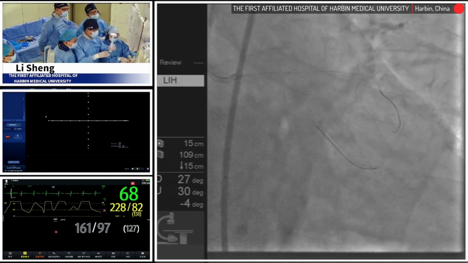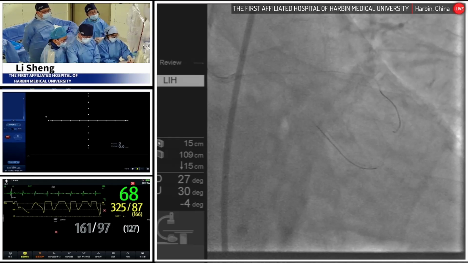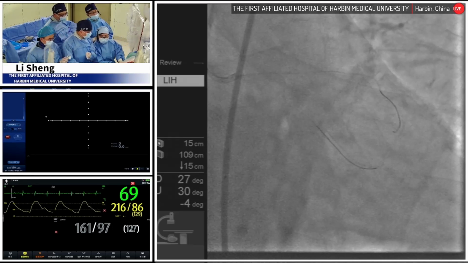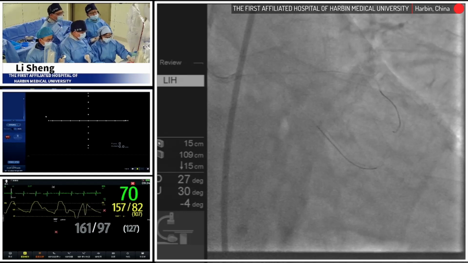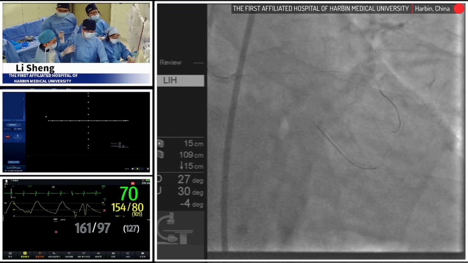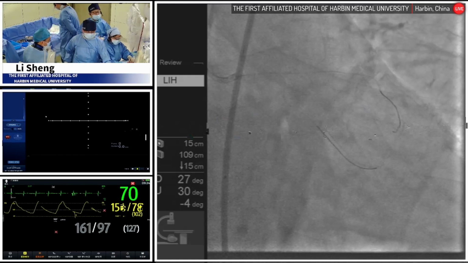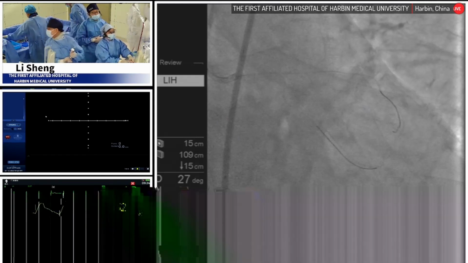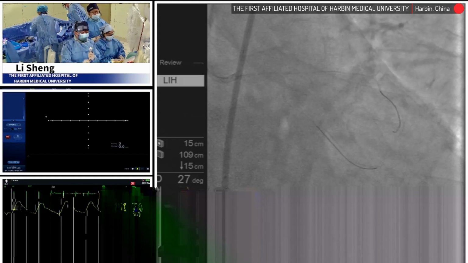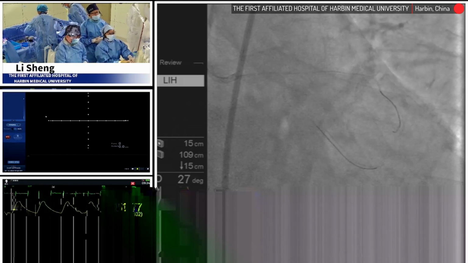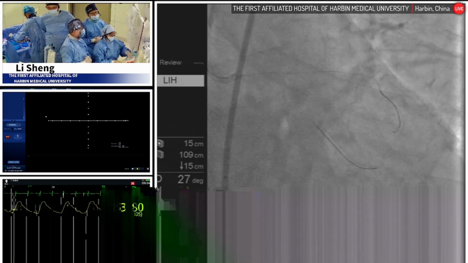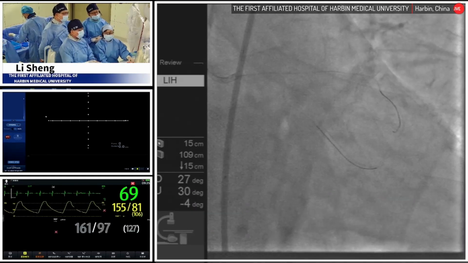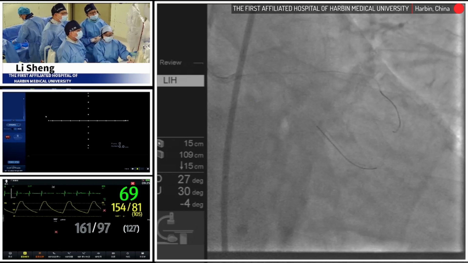Still uncrossable. Maybe an NSE balloon. NSE has just been used. Then what's next? NSE balloon again. And this time you choose a bigger one? No, the same size, but with more pressure. Higher pressure. Okay, now we use 10 ATM.